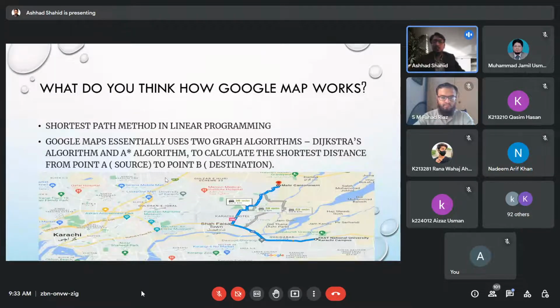So I am also showing the picture of the FAST University, Karachi campus, going to the Mali campus. Let's say we have so many nodes here. You can see the FAST University.